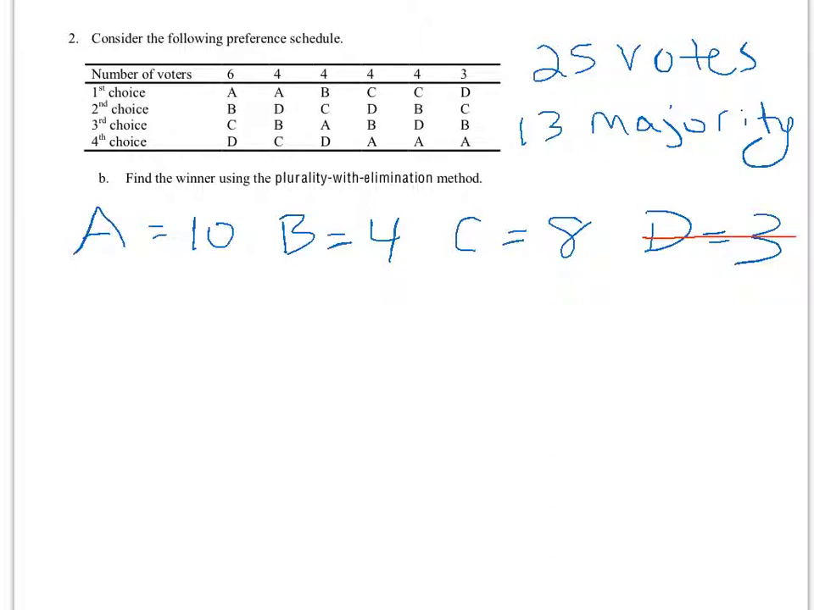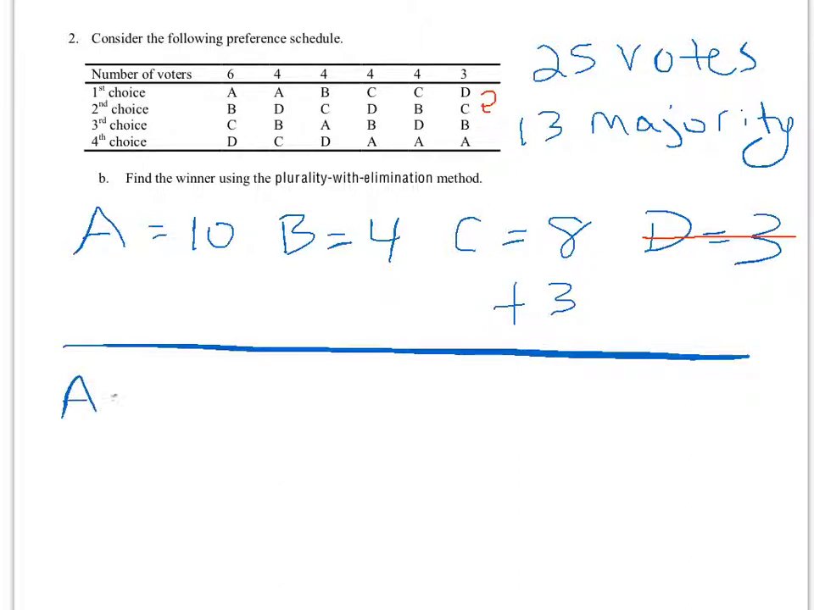and I'm going to look to the preference schedule to determine who should get D's votes now that D is gone. So we look in the preference schedule, and you can see that if D weren't there, these 3 people would have preferred to vote for C. So we're going to give C all 3 votes that D would have gotten. So C is going to get those 3. So my new totals are A 10, B 4, and C 11.